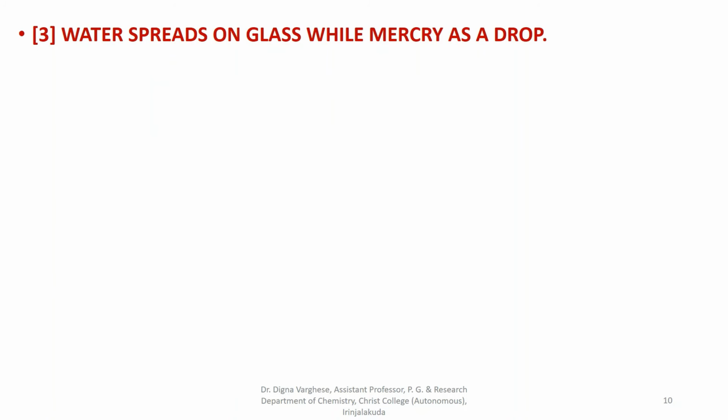Water spreads on glass while mercury as a drop. We know some liquids wet a solid surface but some do not. We know a familiar experience that water wets glass while mercury does not wet glass. The difference can be explained in terms of surface energy. Surface energy is nothing but surface tension.